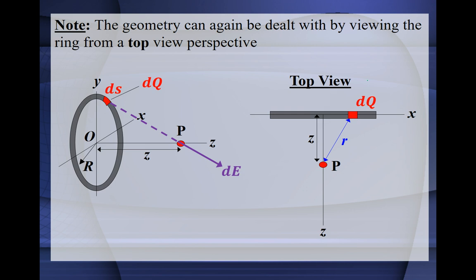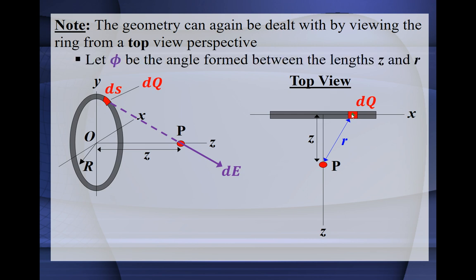And if you look at this, the differential charge element has a positive linear charge density. So it's positive, which means if you put a positive test charge at point P, that positive test charge is just going to repel away from this line that connects point P to dQ.